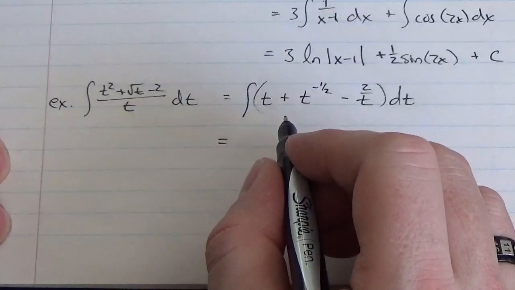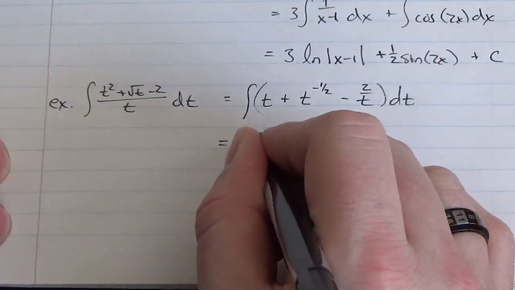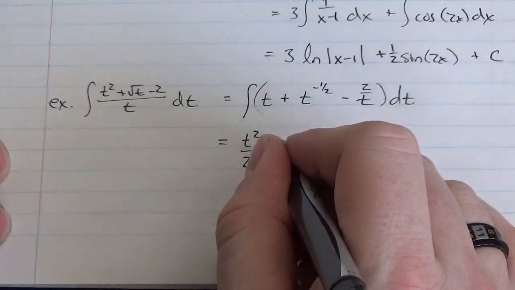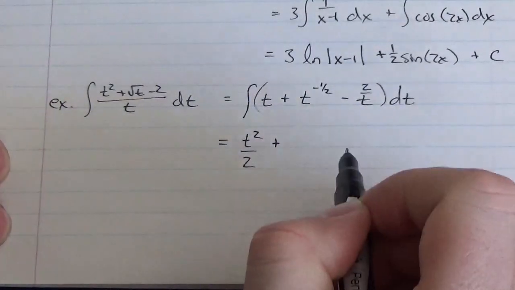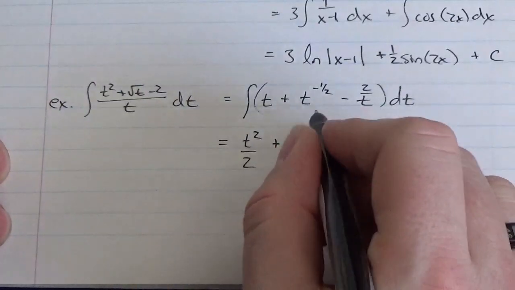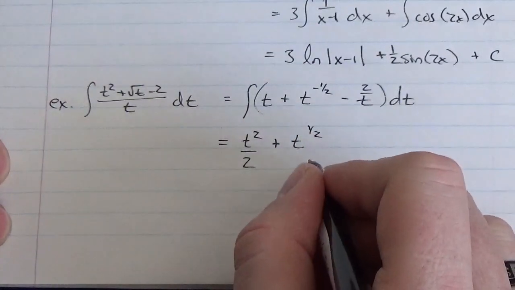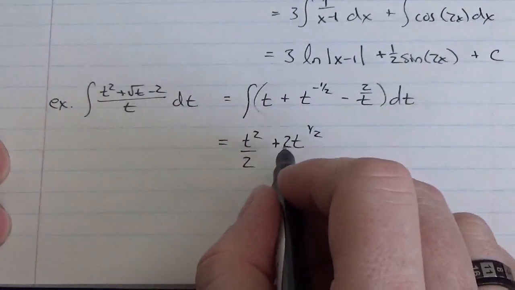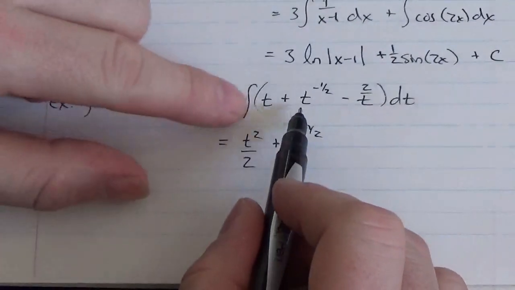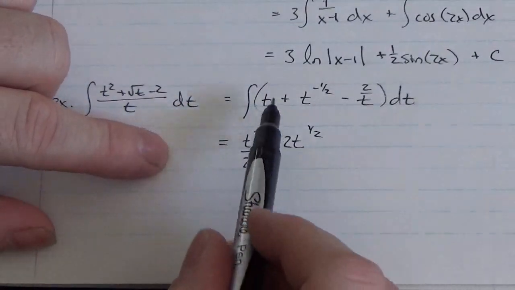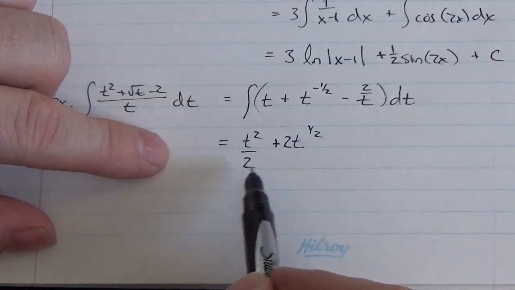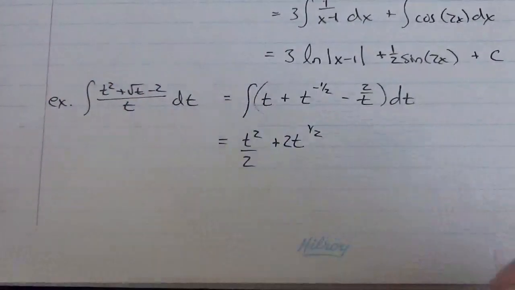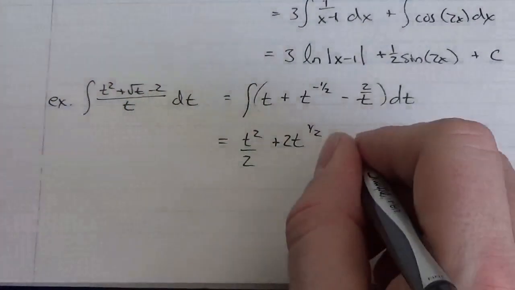Okay. This first one is going to become t squared over 2. This one right here, I am going to increase the exponent by 1. So it's going to be t to the positive 1/2 divided by 1/2 is going to be the same as multiplying by 2. So 2t to the 1/2. Now it's an interesting comparison between those two here, right? This goes to positive 2. I divide by positive 2. This goes to positive 1/2. I'm dividing by 1/2, and it's the same as multiplying by that 2 there.